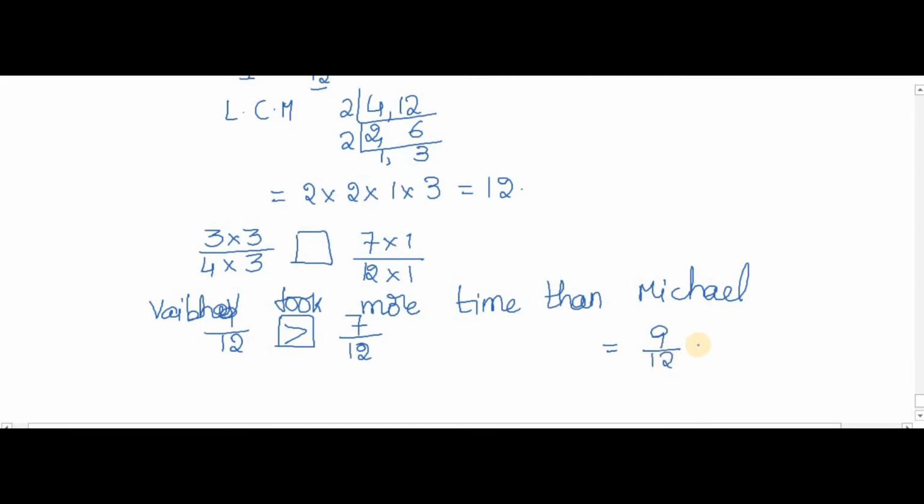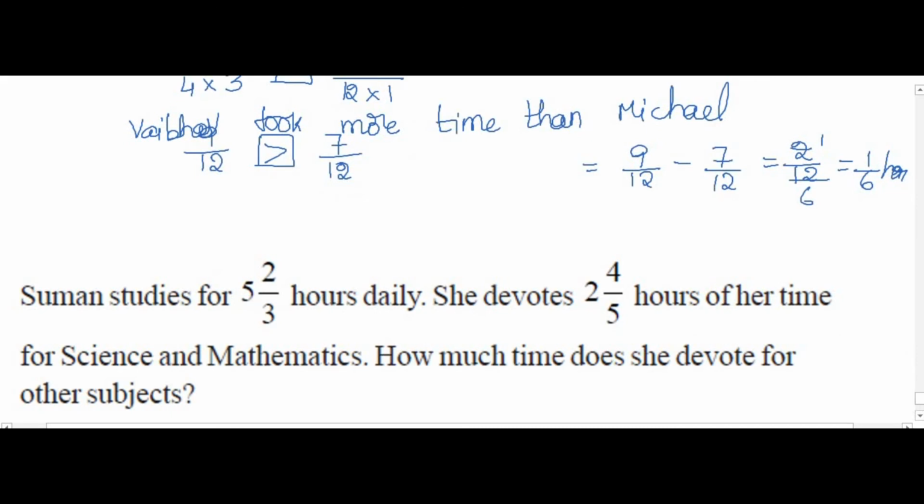9 by 12 minus 7 by 12. 9 minus 7 is 2 by 12. If you do cancellation, 2 1s are 2, 2 6s are 12. 1/6 hour. Vaibhav took more when compared to Michael. This is what we got here, right? Okay students, now we'll move on to the next question.